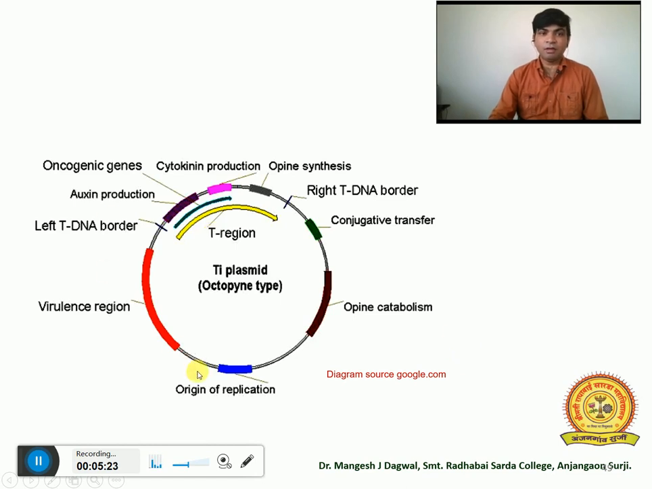And the most important other region, like the tDNA, is the virulence region. This is also called the VIR region. Now this virulence region is responsible for, or is involved in, the transfer of the gene of interest from the bacteria to the plant cell. So that's why this is called the virulence region.